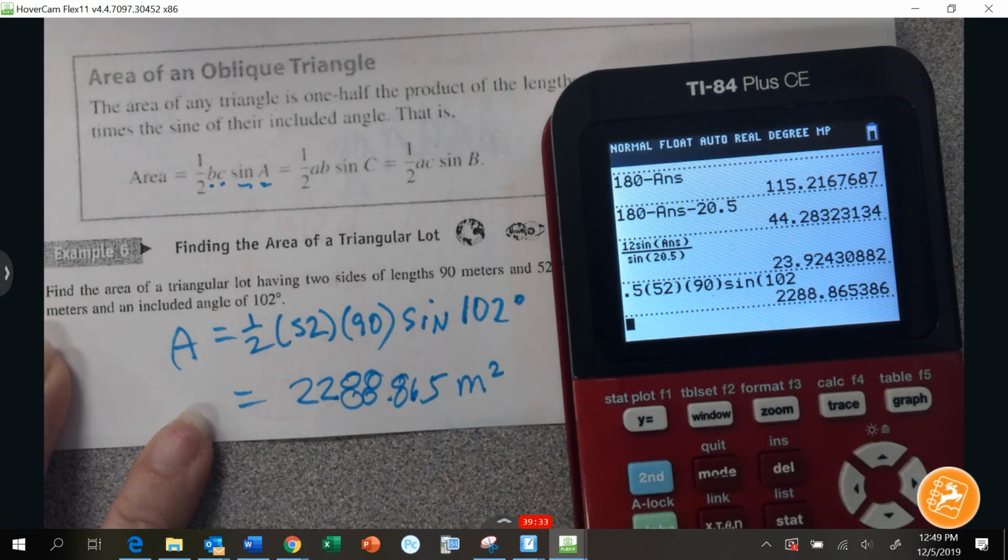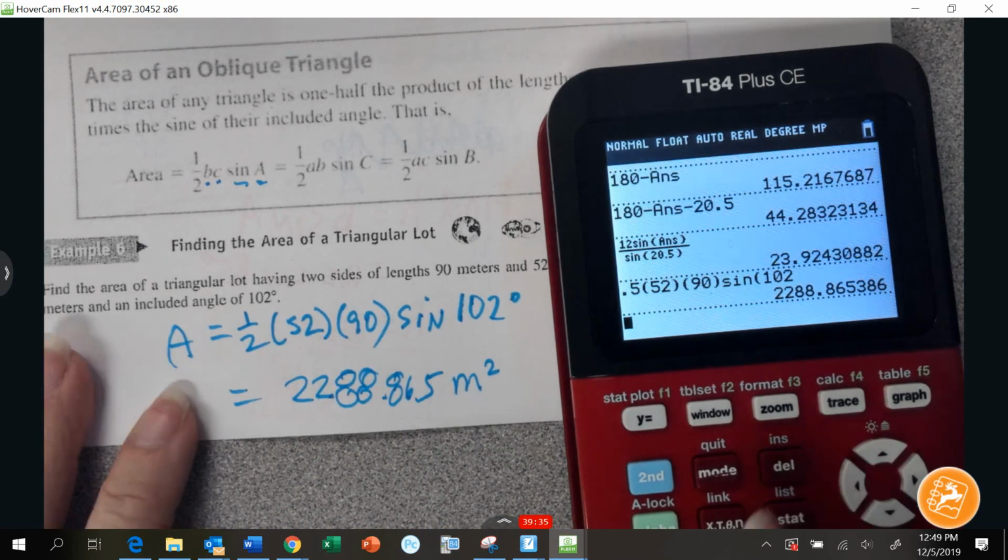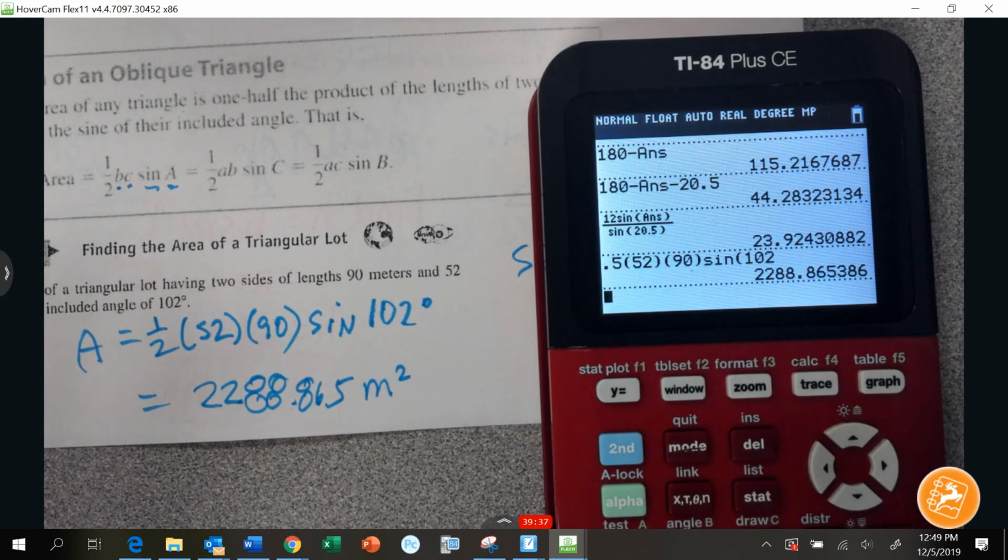Meters squared. Remember, area, you write as squared. Just a little reminder about that. See, that one's pretty easy.